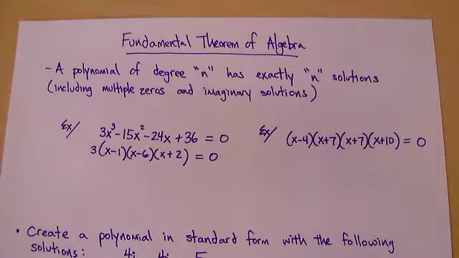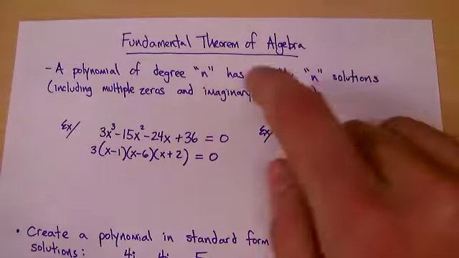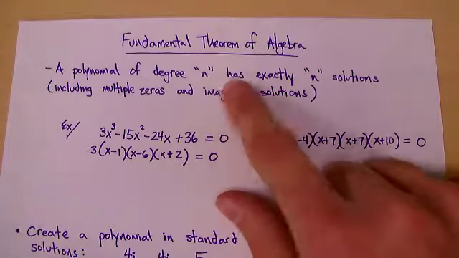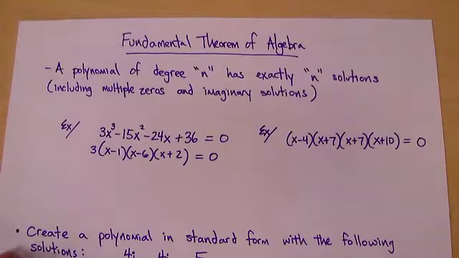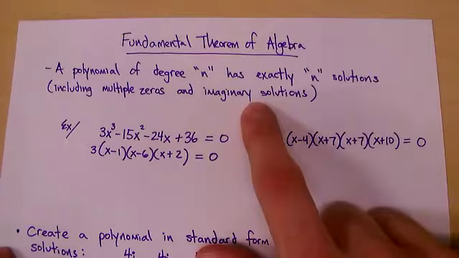In this video, I'm going to talk about something called the fundamental theorem of algebra. Basically, what this theorem tells us is it counts the number of answers we can expect to have to a polynomial equation. So if the degree of the polynomial is n, we will have exactly n solutions, and that is including something called a multiple zero and an imaginary solution.